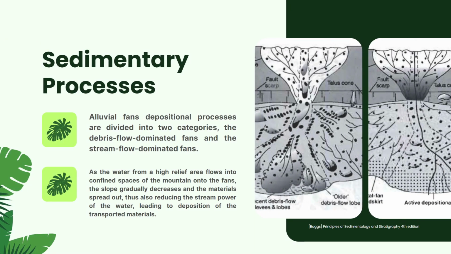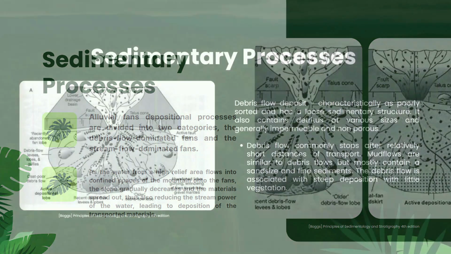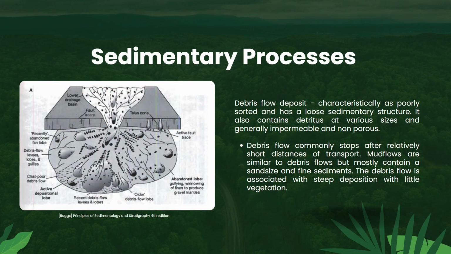Alluvial fans develop through two primary sedimentary processes. The first one is the debris flow dominated fans. Debris flows are rapid, viscous mixtures of water and sediments, carrying a wide range of particle sizes from clay to boulders. They typically deposit poorly sorted, matrix-supported sediments that are often impermeable and non-porous. Debris flow tends to stop after short distances and occurs where slopes are steep and vegetation sparse. Mud flows are a similar process but contain more sand-sized and finer sediments.